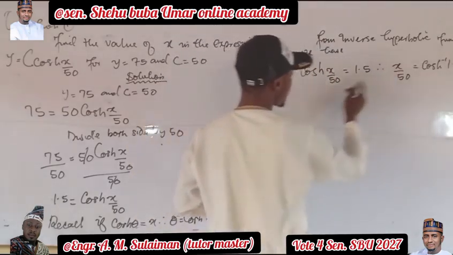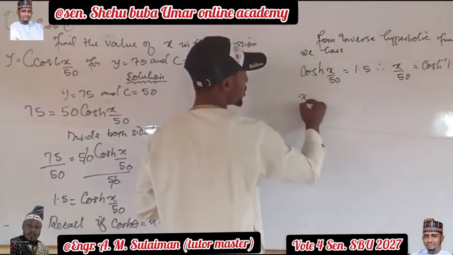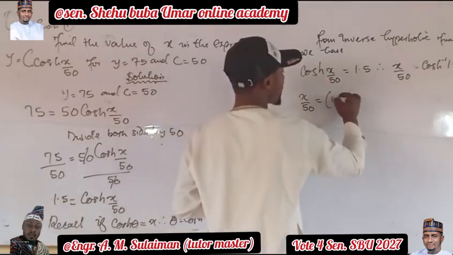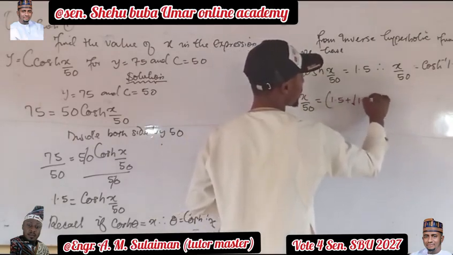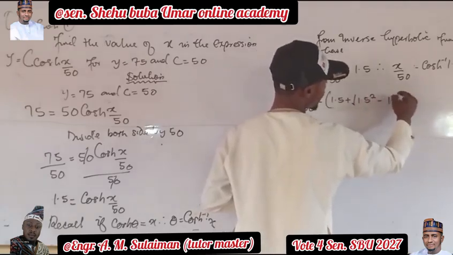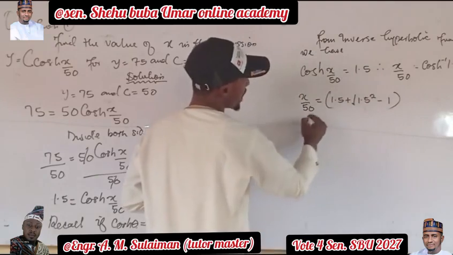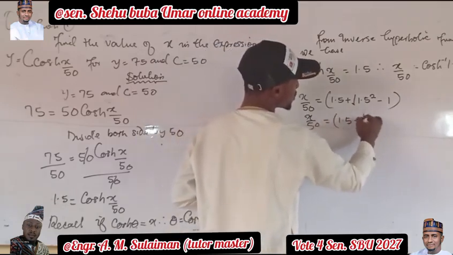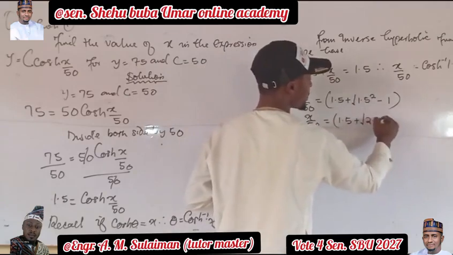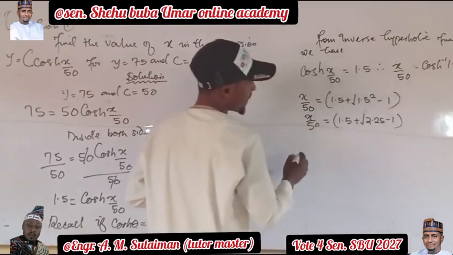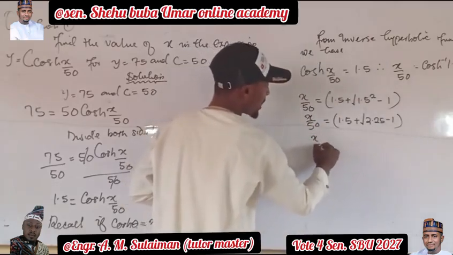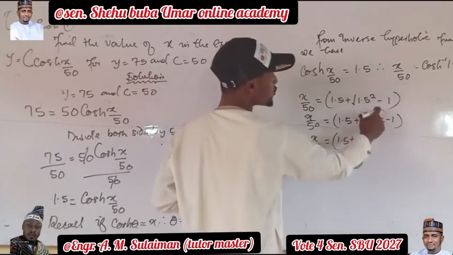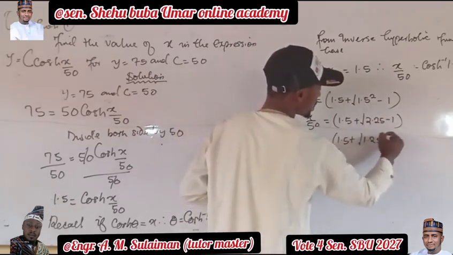Now, cos inverse of 1.5, if you take this expression, we are going to have x all over 50 equal to 1.5 plus square root of 1.5 squared minus 1. 1.5 squared is 2.25, 2.25 minus 1 is 1.25.